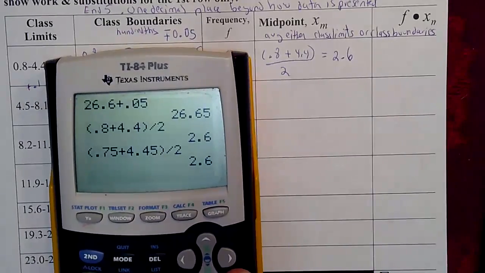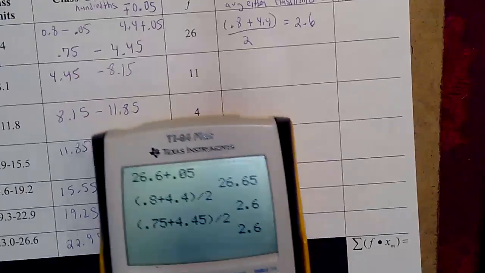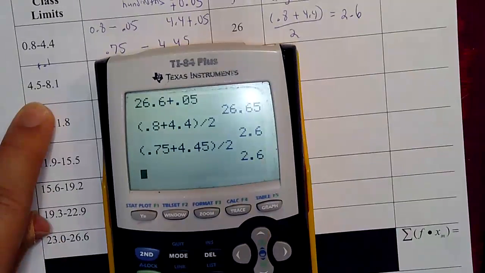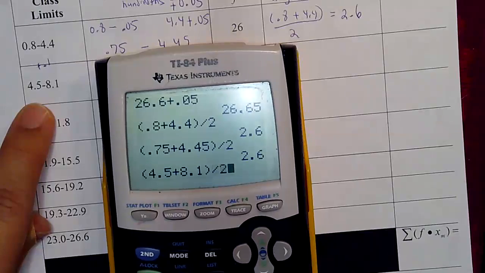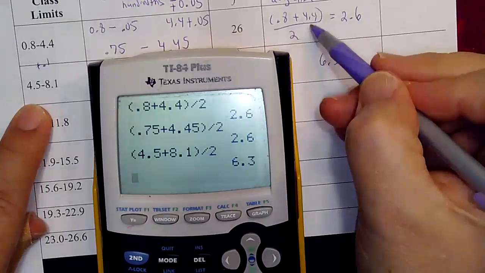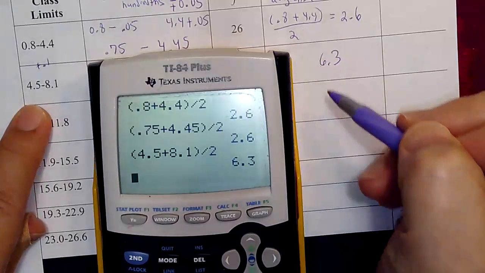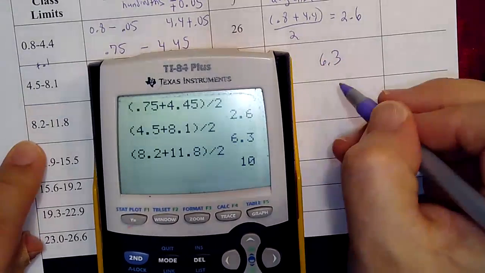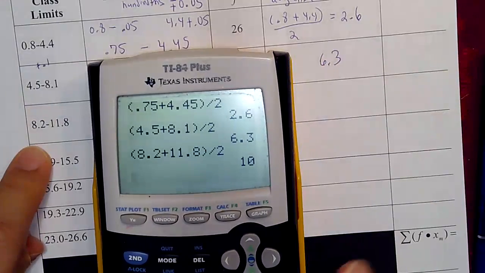And then we would calculate the others. So we do the others. So let's see if I use these 4.5 plus 8.1, close parenthesis, divided by 2. So it looks like 6.3. And so you don't have to show this part. You already demonstrated for the first one. So this is fine here. And then 8.2 plus 11.8, close parenthesis, divided by 2. And that looks like I'm getting 10.